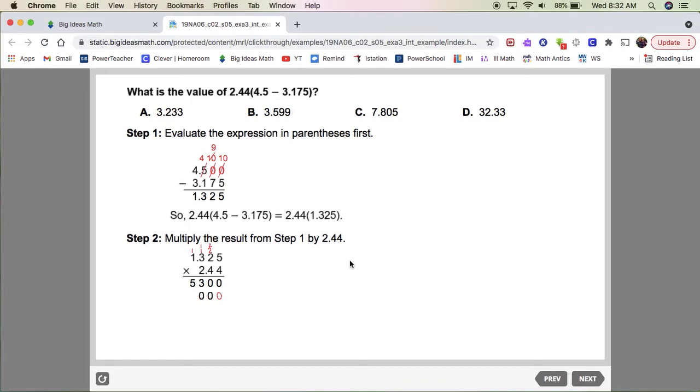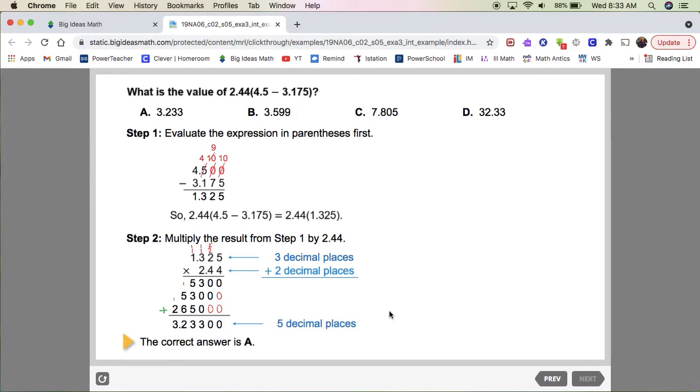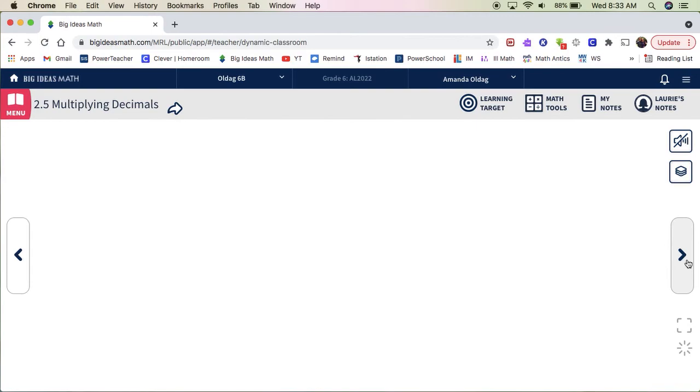We're multiplying again by a 3-digit number because it's 2.44. That's 3 digits. So the first, don't forget your placeholder 0 here when you multiply by that 4, but when you multiply by the 2, you have to put 2 placeholder zeros. I know it's going quickly, but you got the idea. 3 decimal places, 2 decimal places for a total of 5 decimal places. 1, 2, 3, 4, 5. All right. You can stop the video if you need to look at it more closely.